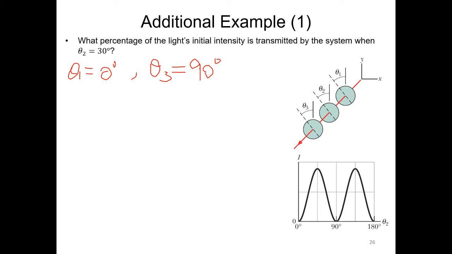And when theta 2 is 90 degrees, all the wave that goes through theta 1 will be blocked by theta 2, because they are perpendicular. So when theta 1 is 0 and theta 3 is 90, all of it will be blocked. And when theta 2 is 90 degrees, all the wave will be blocked also. So this matches these two points with this assumption. The question asks, when theta 2 is 30 degrees, how much light can really go through the third one.